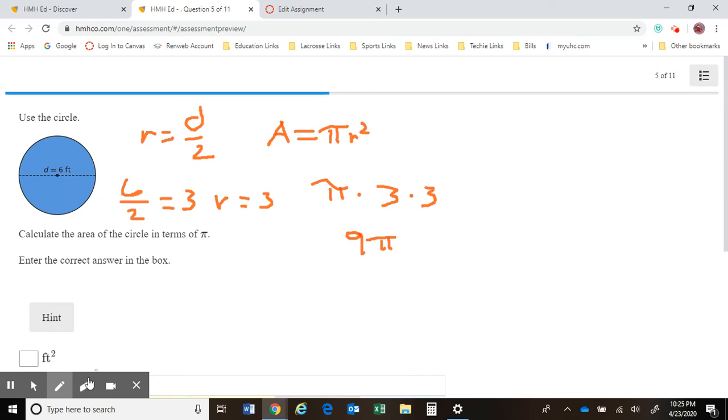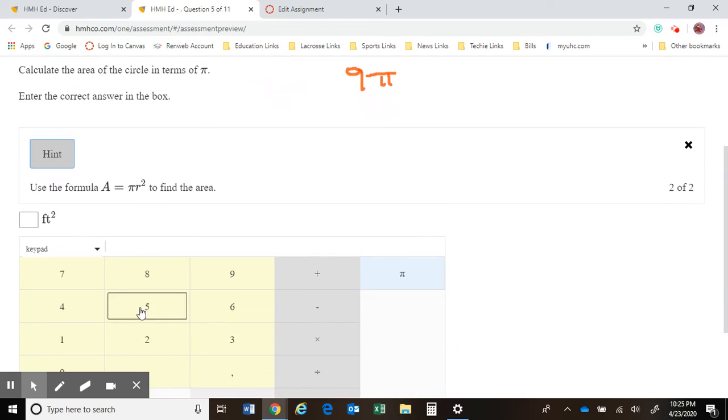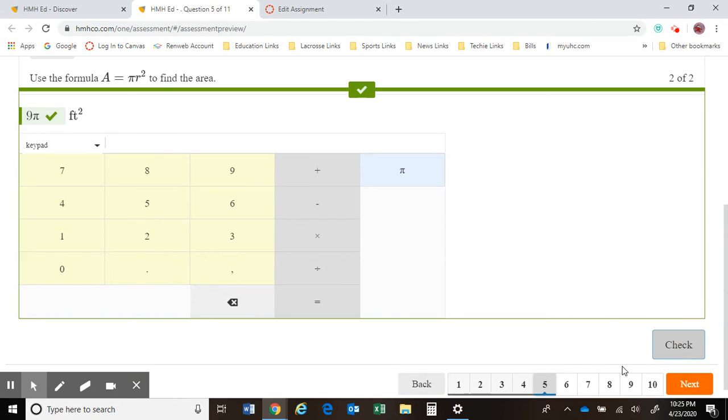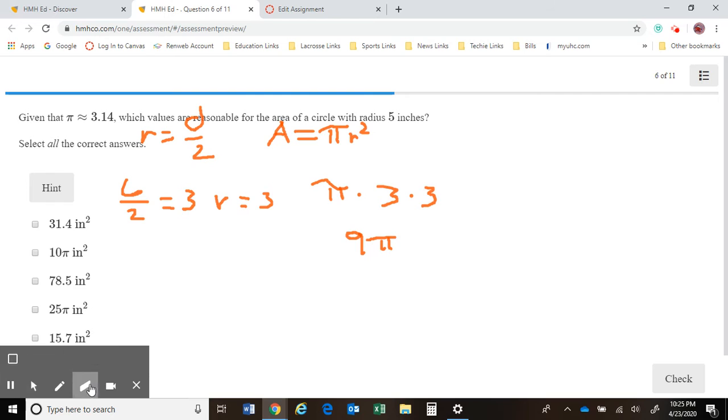So my answer is 9 pi. If you need to use a calculator, that's fine. And if you need to look at the hint, do not use any approximations of pi. The formula for every circle, just like we said, is pi r squared, 9 pi.